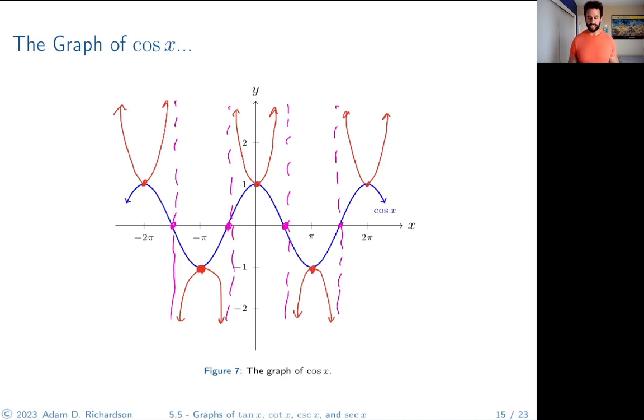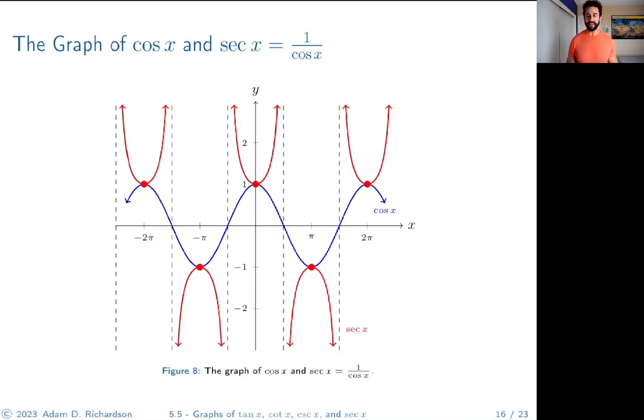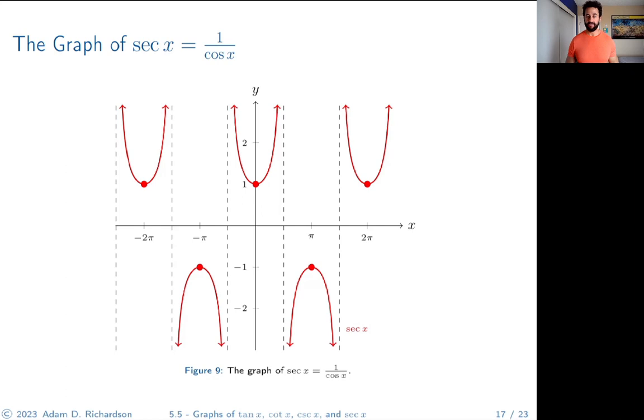Let's check. Oh, there it is. It's almost like a better rendering of the graph that I drew, right? There you go. So this is what the graph of secant looks like. It's just the reciprocal of cosine. And if you want, you could erase the cosine graph itself, and then that's what the graph of secant looks like on its own.